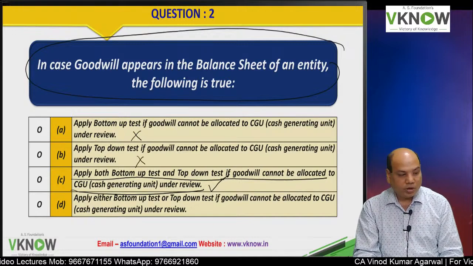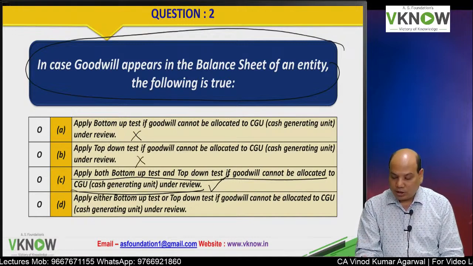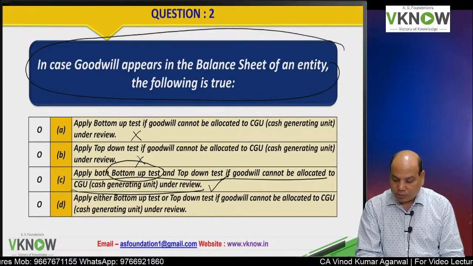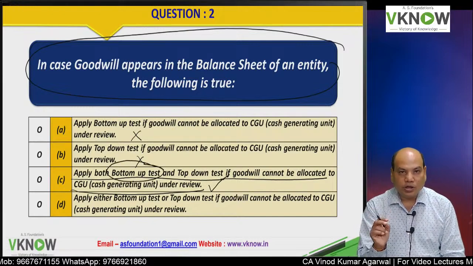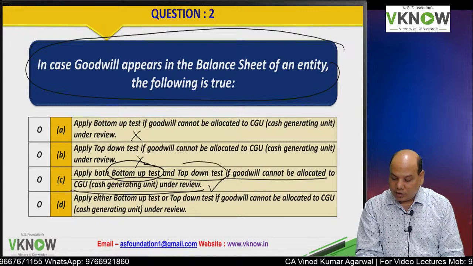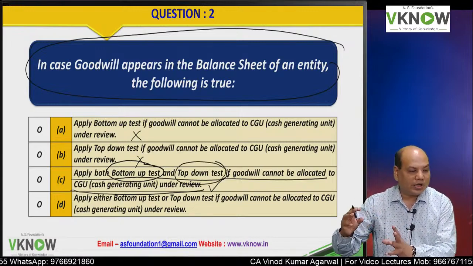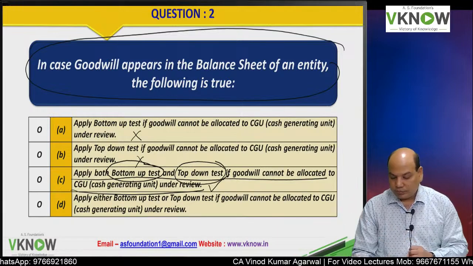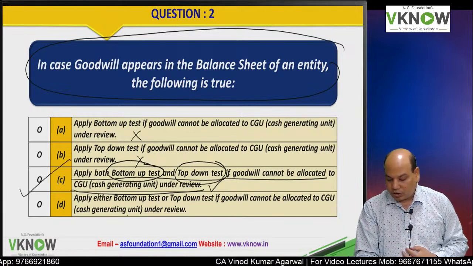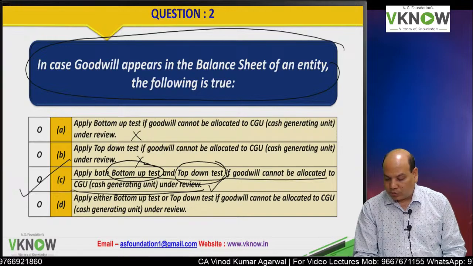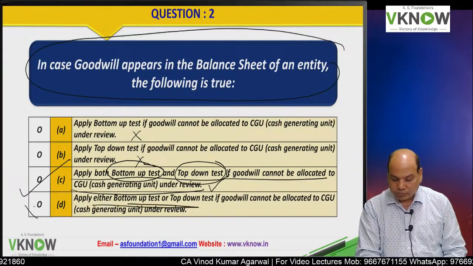The reason being, if goodwill cannot be allocated, still we will first apply the bottom up test without allocating goodwill, and then we'll perform the top down test by allocating goodwill to the larger CGU. Okay. So this is the right option, and they have written apply either bottom up test. There is no either or. It is wrong.